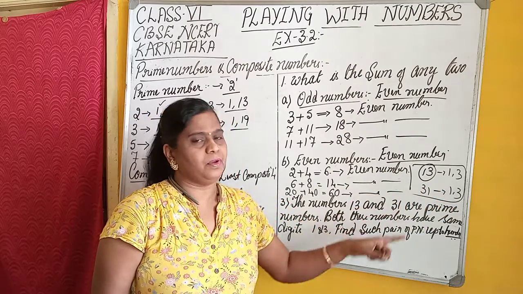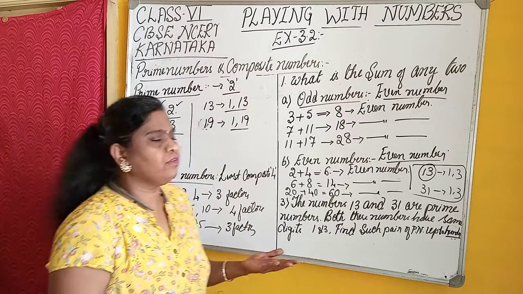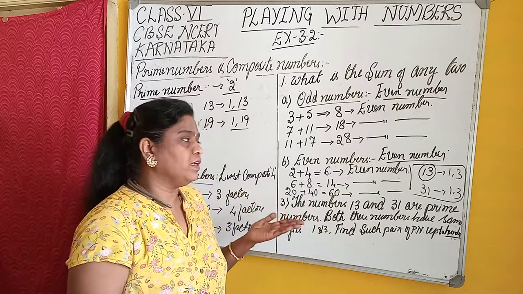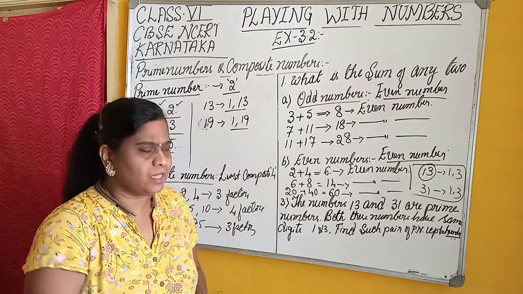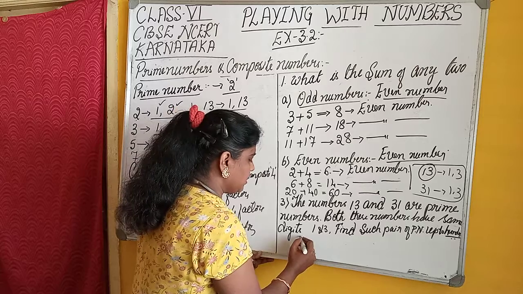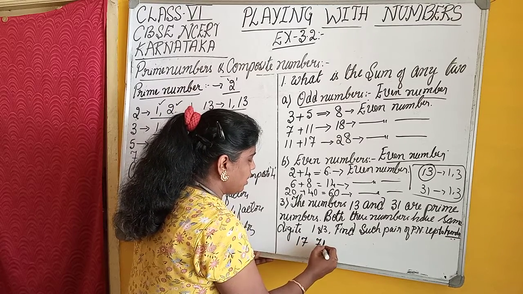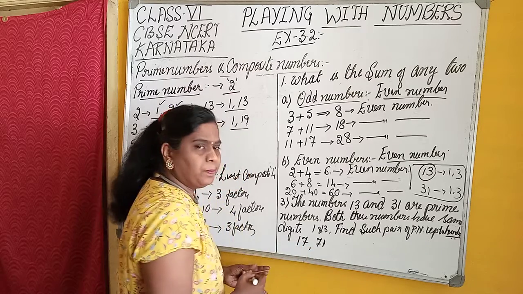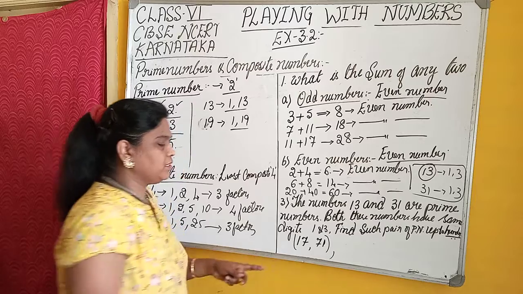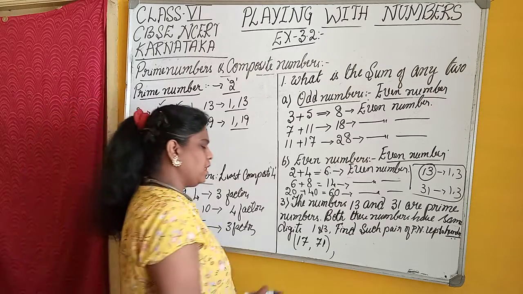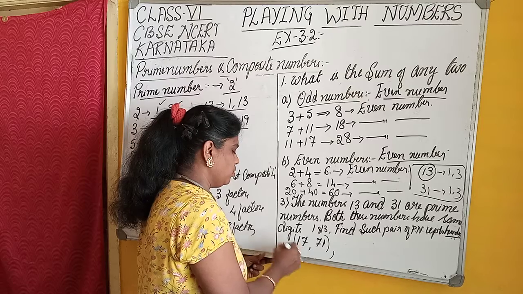Like 13 and 31, both should be prime numbers. After 13, check 14, then 15, 16, 17. 17 is a prime number, and so is 71. 17 and 71 are both prime numbers. Okay students, here the two digits used are 1 and 7.